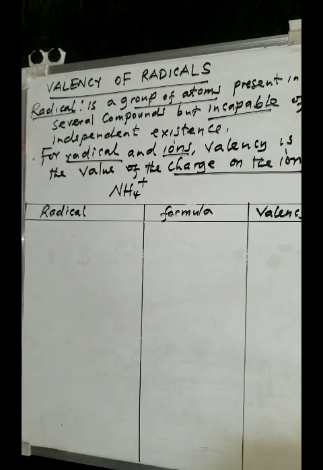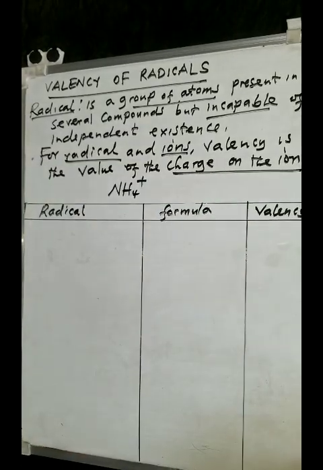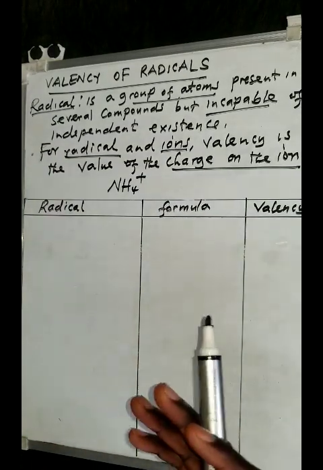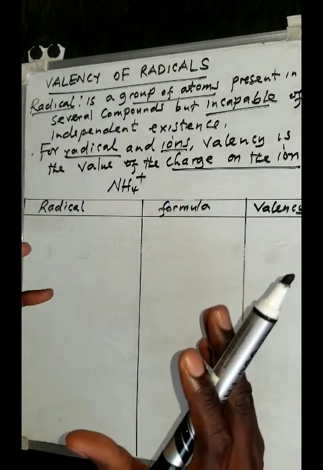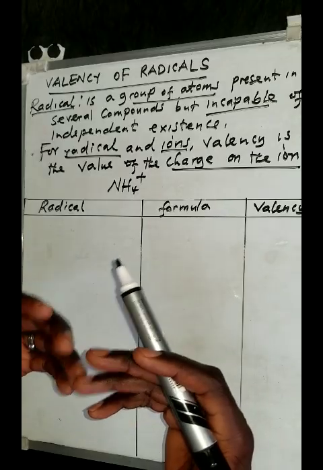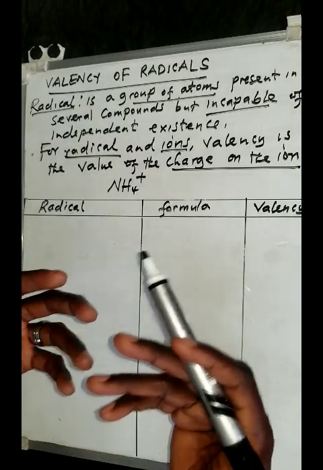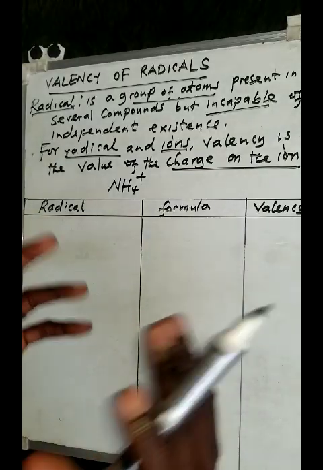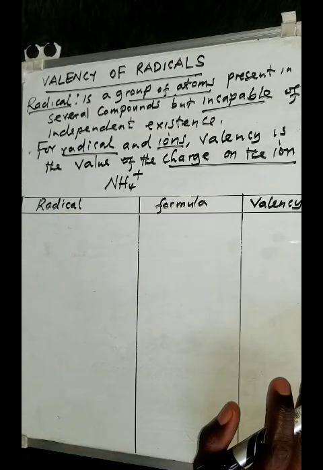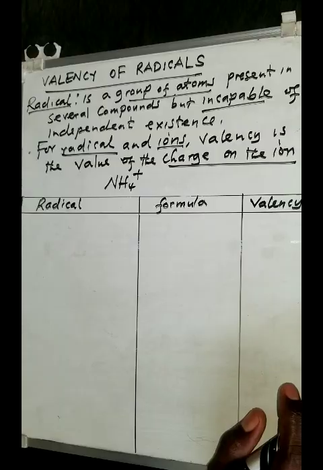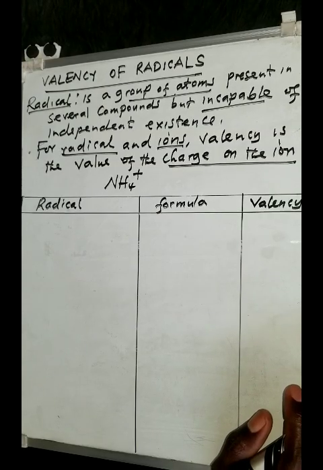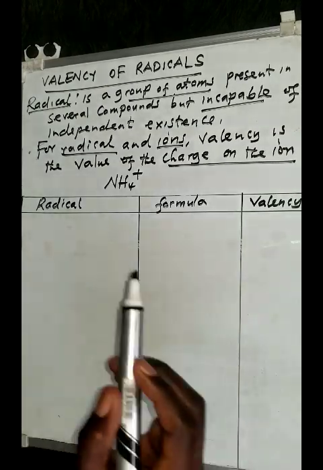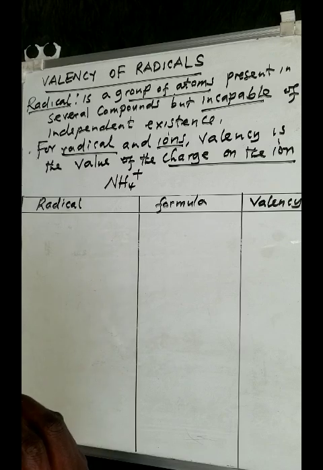But let me give you some common radicals, their formula, and you get to know the valency. And this is what you need to know. Remember, knowing the valences of elements and radicals will help you to write the chemical formulas. Without knowing the valences, it will become very difficult for you to write chemical formulas and hence to balance them. So I want to give you a few examples of some common radicals.